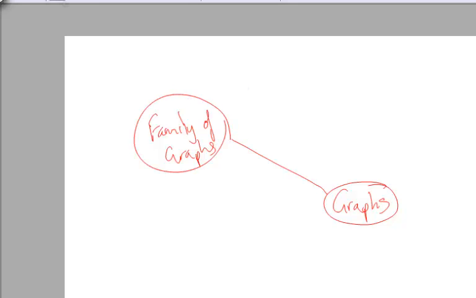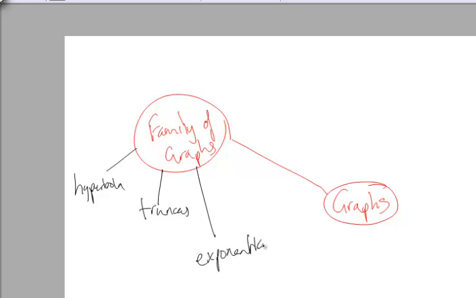in here you'll remember the hyperbola, you'll remember the truncus, you'll remember the exponential, and you'll also remember the circle. There's a few others, but I'll start with those ones. I just want to draw the general equation for each of these ones.